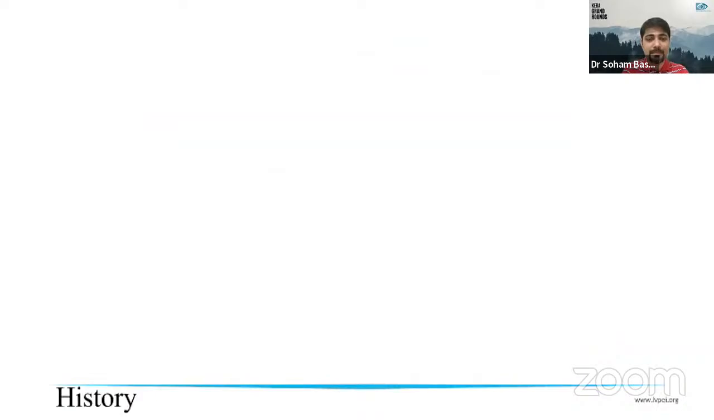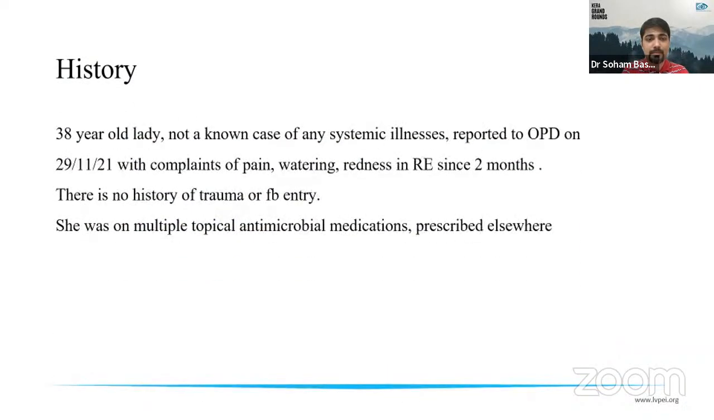To begin with the history, a 38-year-old lady who was not a known case of any systemic illnesses reported to the OPD on 29 November 2021 with complaints of pain, watering, redness in the right eye since 2 months. There was no history of trauma or foreign body entry. She was using topical antibiotics, topical and oral antifungals, and topical cycloplegics and came to our hospital for further treatment when there was no improvement in the treatment given elsewhere.